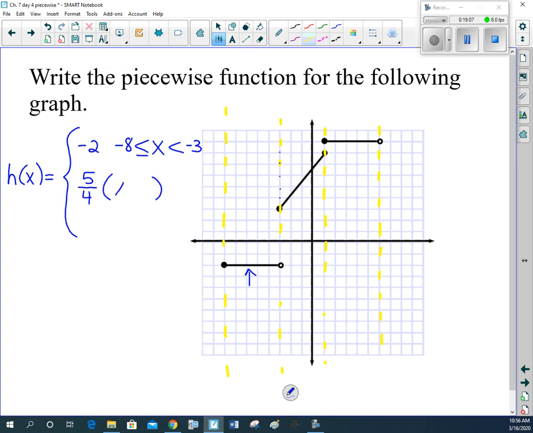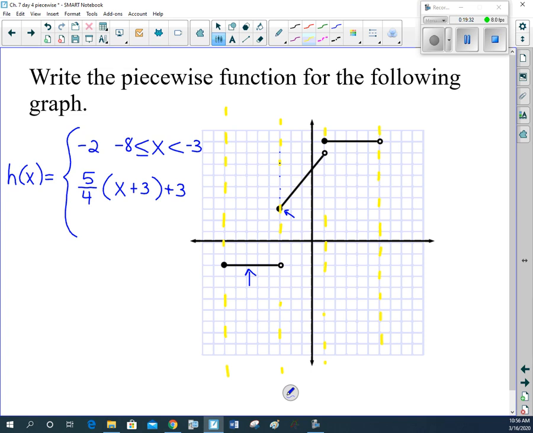And now I'm just going to do point-slope transformation. I'm going to pick a point. It doesn't matter which point you pick. There are actually 4 equations you could use for this. So I'll pick this point here on the left, which is -3, +3. So I could go 5/4 times x plus 3, plus 3. That's one equation that works.